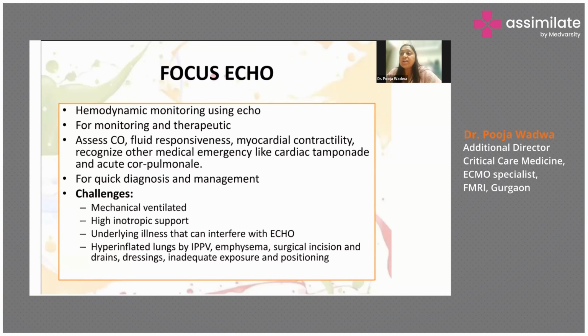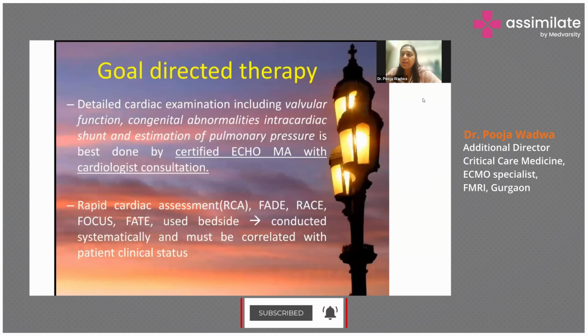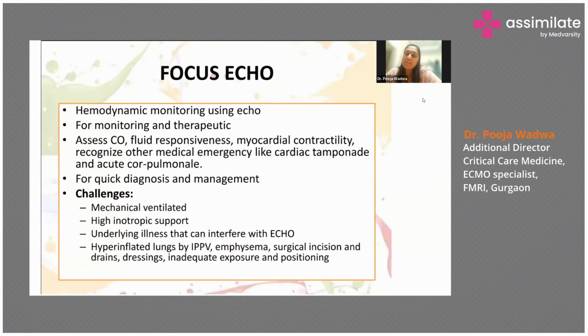You can assess cardiac contractility with the echo, and recognize other medical emergencies, like your patient having cardiac tamponade or acute cor pulmonale, as in cases of pulmonary embolism. So here echo plays a very important role. How? We'll see it further. So it helps us. It is required for quick diagnosis and management.